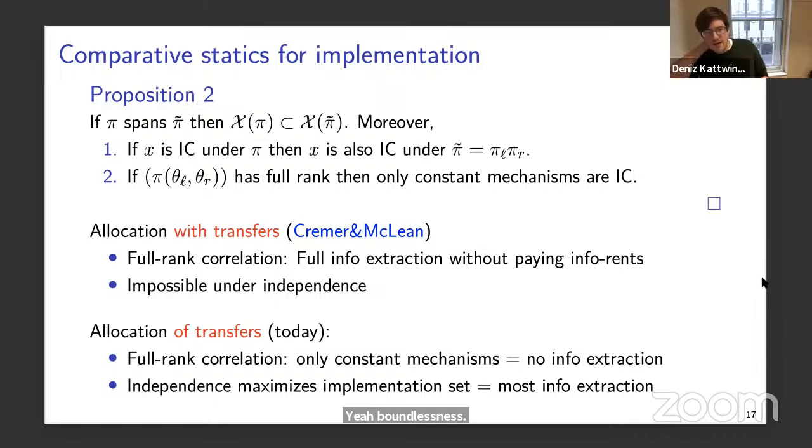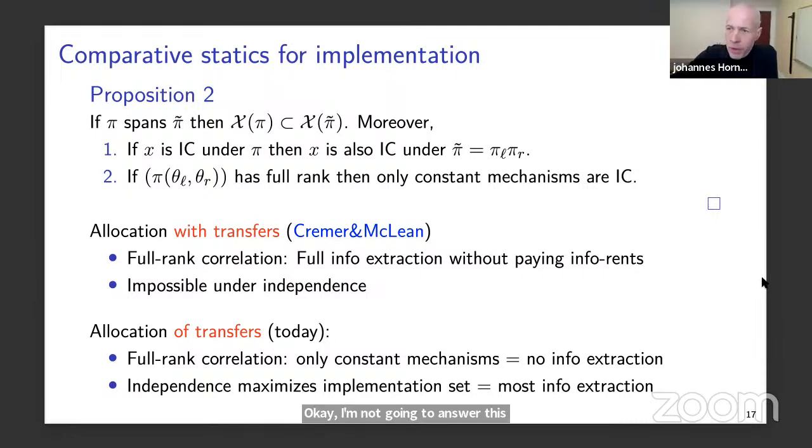Okay, so you're saying that we should look at mechanisms where I impose the transfers to be in a zero sum manner, and then see what would happen. Yeah, that's a good suggestion. Yeah, I don't know. I'm not going to answer this question.